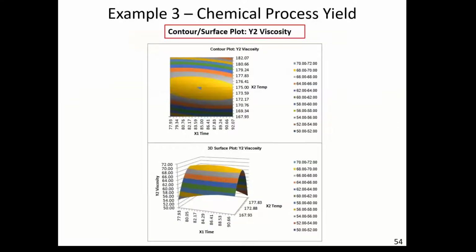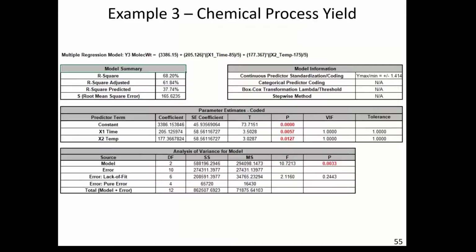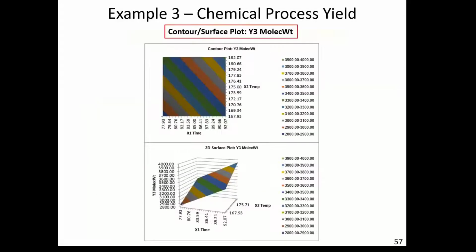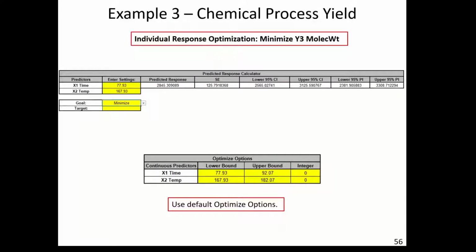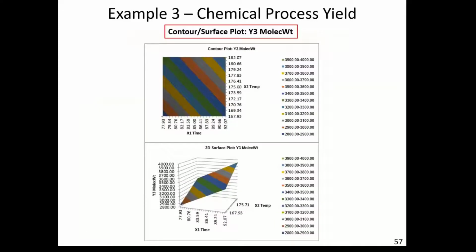And that's the contour plot for viscosity. And then molecular weight, you want to minimize molecular weight. And for molecular weight, here's the contour plot. By the way, in the Montgomery textbook, they use a quadratic model for the first two, but they use a mean effects model for molecular weight. So that's what was done here.